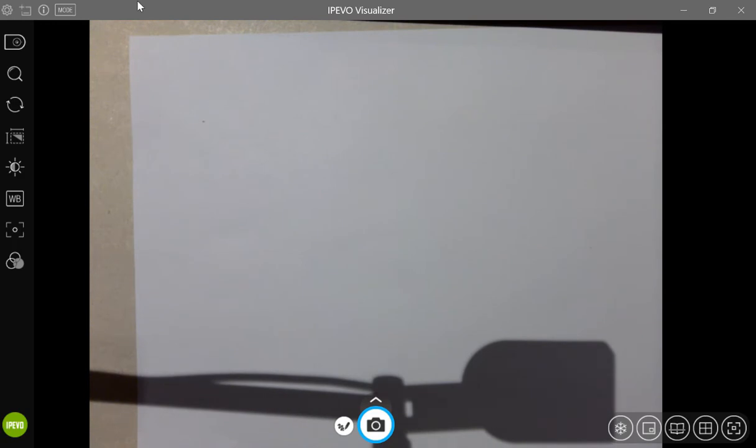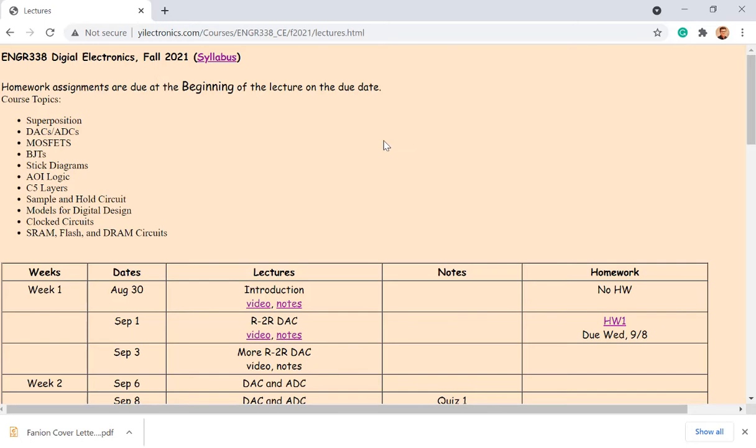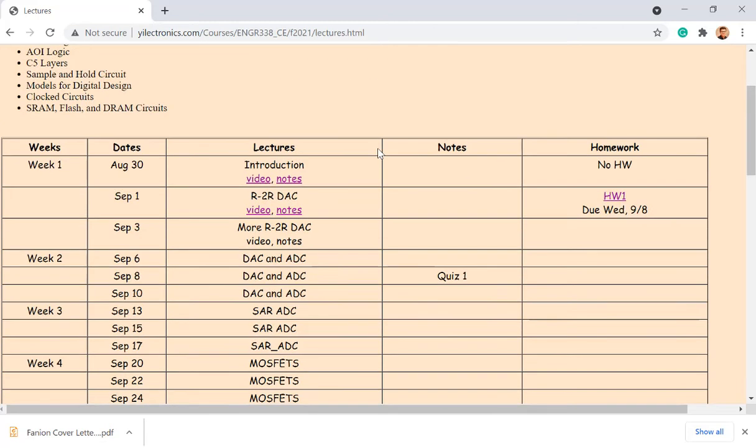Oh, logic. Great. Perfect. Okay. So do we have a quiz next week? When? Wednesday? Do we have a homework due on Wednesday as well? Yes. Since we have a homework due on Wednesday, I'm assuming you have been trained on how to calculate that R-2R DAC ladder. Yeah, prepare for it.